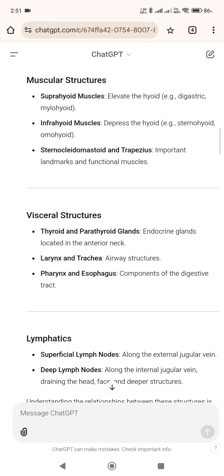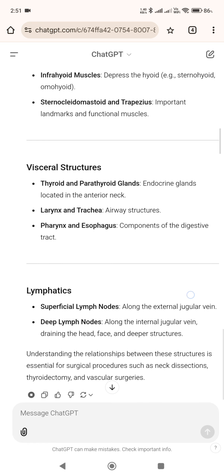Visceral structures, thyroid and parathyroid glands, endocrine glands located in the anterior neck. Larynx and trachea, airway structures. Pharynx and esophagus, components of the digestive tract.